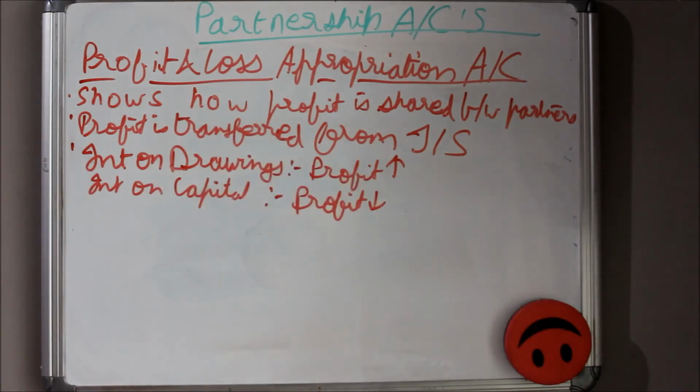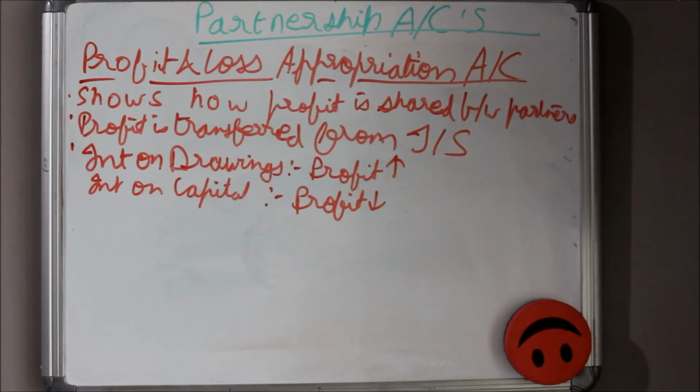Now the thing is that when you're calculating the appropriations, which are the profit shares, in the profit and loss appropriation account, the interest on capital and the partner's salaries are deducted and the interest on drawings is added. It may seem confusing at first, but you'll get the hang of that later once you practice a few sums. The remaining figure after calculating everything is known as residual profit, which is shared between these partners in a profit sharing ratio which is agreed on.